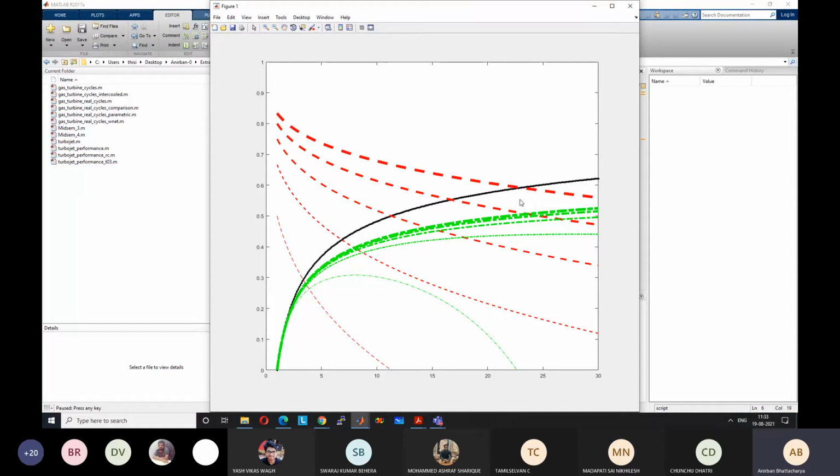Unless you go to T equal to 2, and nobody uses T equal to 2, you will be using something like T equal to 5. So it is somewhat lower than the simple Brayton cycle.